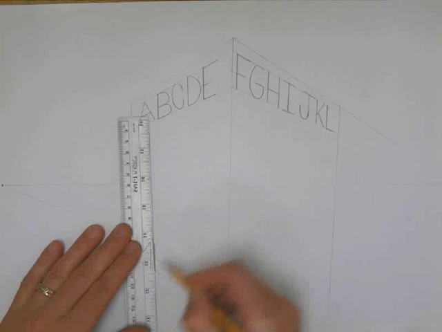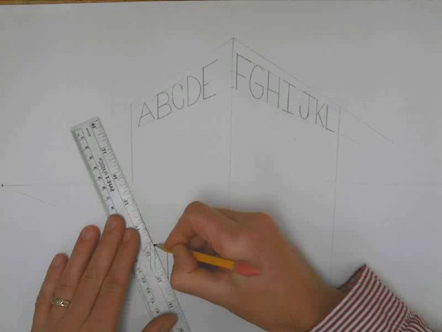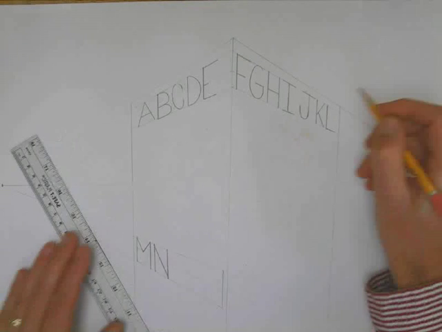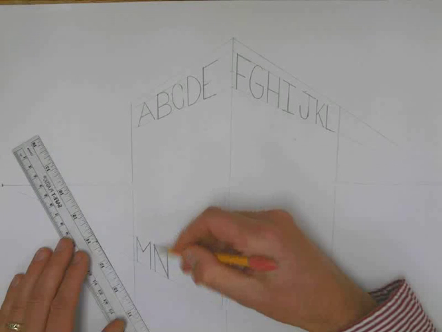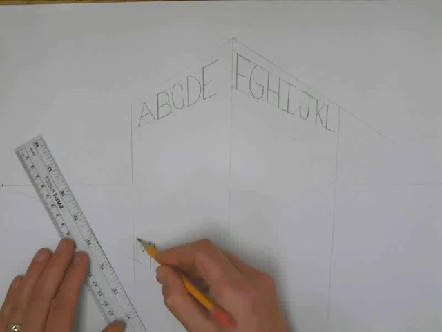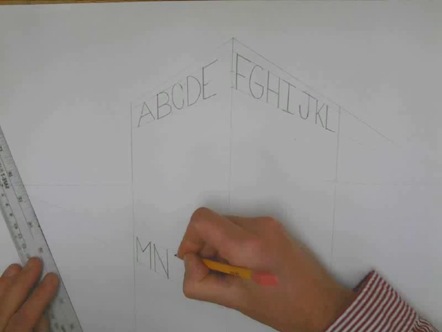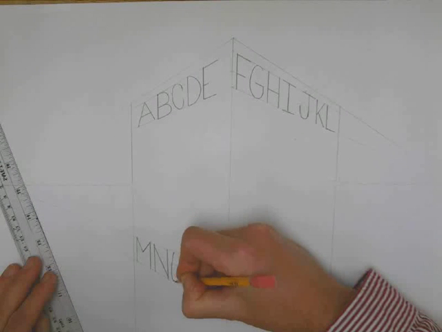N, 2 vertical lines, and then that line that crosses. This line does not go to a vanishing point. They just connect from here to this point. The same with these lines here. You just find your center point, go to the vanishing point. Okay? O is just going to be an oval.